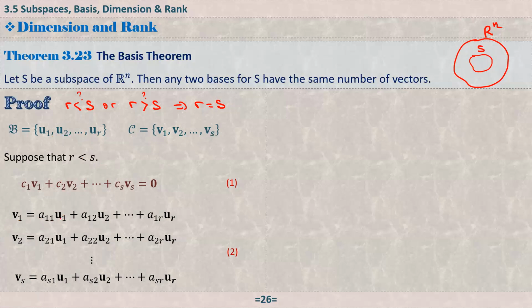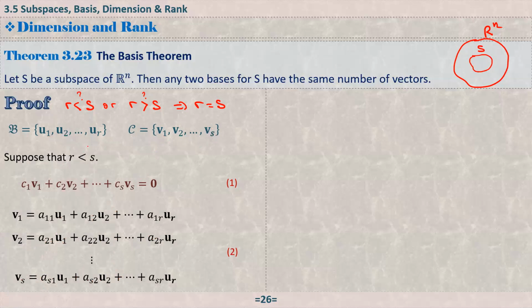So let's say this A1,1 U1. I'm just using here double subscript notation because I'm going to use this in every row. So it's just actually a scalar here. U1 plus A1,2 U2 plus A1R UR, because here we have R vectors. If you just pick any vector from S, in particular this V1, I can write it as a linear combination of these vectors. And also V2, for example, we can write it as a linear combination of these vectors, U1, U2, UR, and so on. And also if you just pick the last vector here, Vs, I can write it as a linear combination of these vectors, U1, U2, UR.